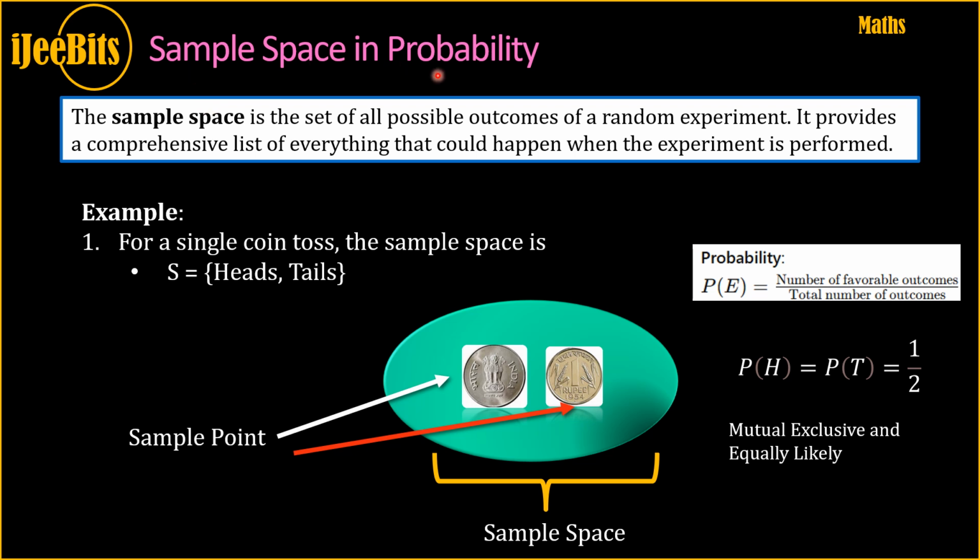Sample space in probability. We know the probability definition. Probability is the ratio of the number of favorable outcomes to the total number of outcomes. Do you see the total number of outcomes, whatever the experiment that you will be doing? That is known as a sample space for us.